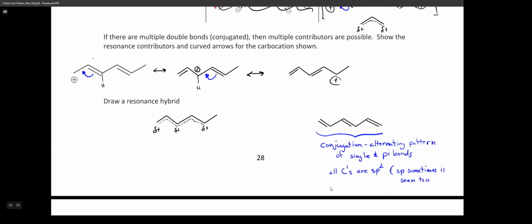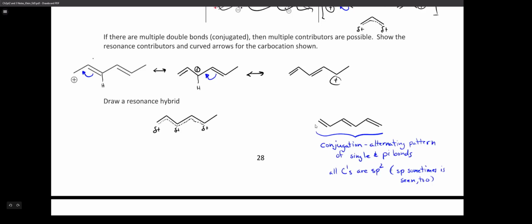The key thing about this is that SP2 or SP has lone p orbitals. It can't be SP3, because in SP3 all the p orbitals are hybrids, right? That was the idea. So long as you have p orbitals that are all lined up here, you can do that. And if I asked you for a resonance hybrid, we would see that the electrons can be delocalized over all of this. So that's what's called conjugation.